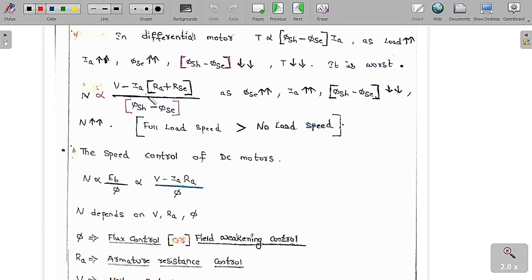And the speed is directly proportional to EB by phi. EB is nothing but V minus IA into (RA plus RSC), and phi is equal to phi_SH minus phi_SC. As load increases, IA increases, so phi_SC increases. So the resultant flux decreases by a very high amount. So the overall denominator value will decrease, and this decrease means the overall speed will increase. Therefore full load speed is greater than the no load speed. So the graph of speed versus armature current will be above the flat compound DC motor.